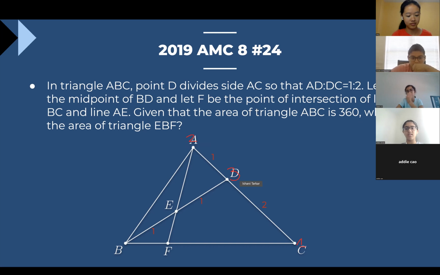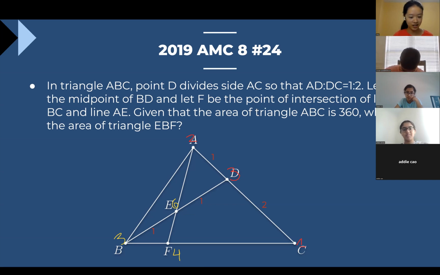I don't know if y'all can see this color, so I'll change the color. If 3 is the mass of D, then 3 times 1 has to equal 1 times the mass of B, so the mass of B is also 3. That means the mass of E is 3 plus 3, which is 6, and the mass of F is 3 plus 1, which is 4. So that's the mass point geometry part of it.